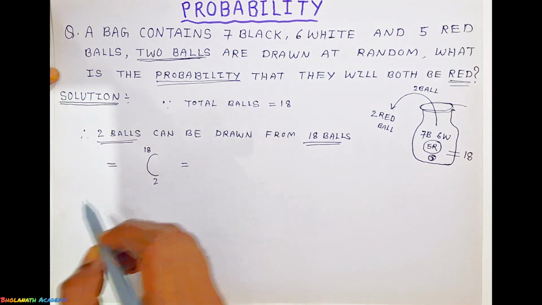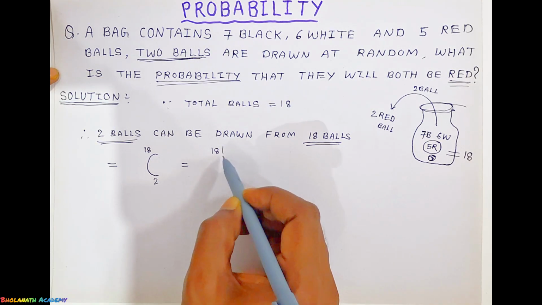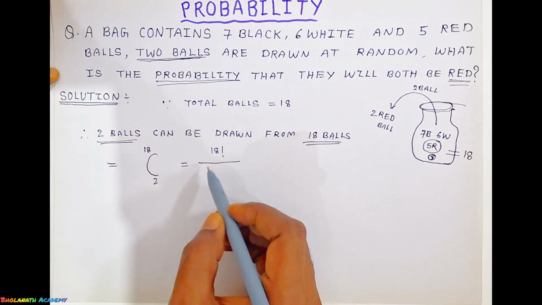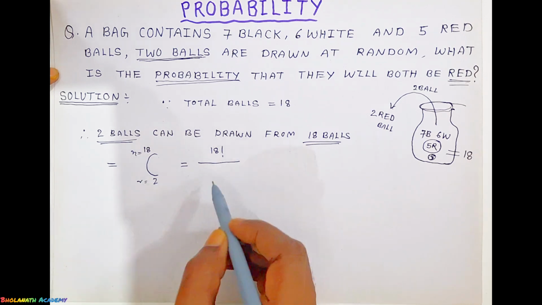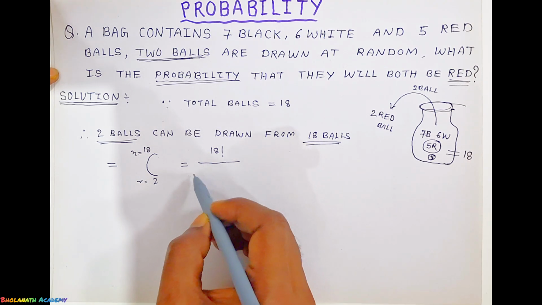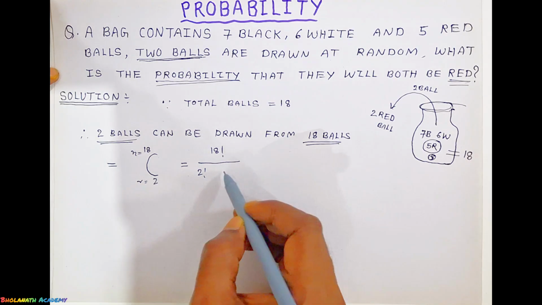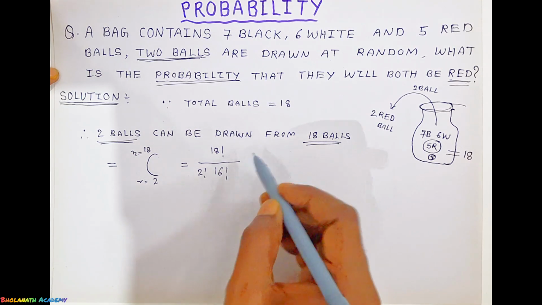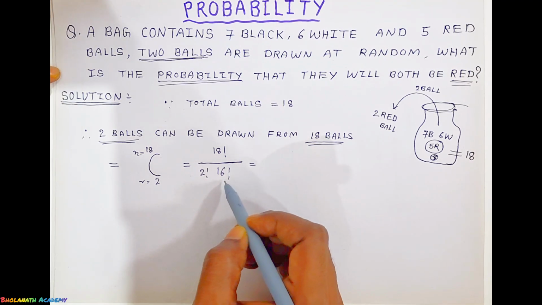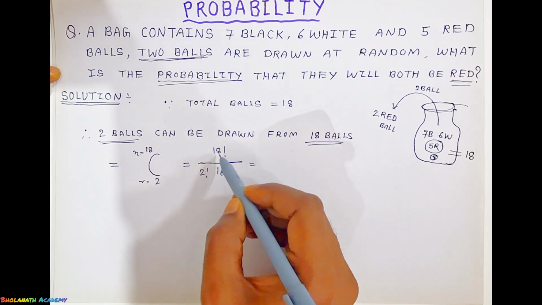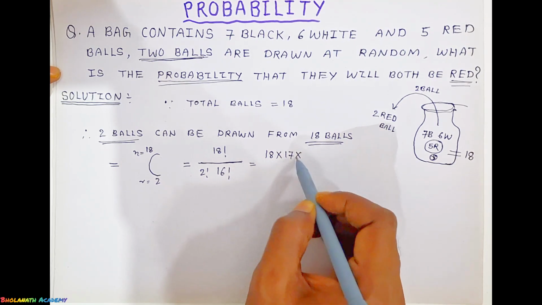So what will be the number? When you solve, 18C2 is nothing but 18 factorial over 2 factorial into 18 minus 2 factorial. Here n is 18 and r is 2, so you write r factorial, that is 2 factorial, and n minus r, that is 18 minus 2, is 16 factorial. Now in the denominator you have 16 factorial. 18 factorial can be written as 18 into 17 into 16 factorial.